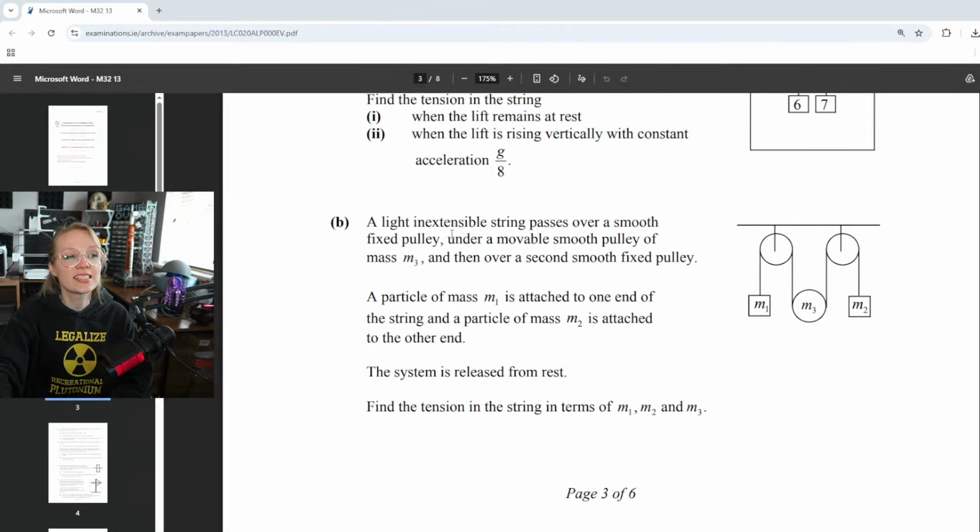A light inextensible string passes over a smooth fixed pulley, under a movable smooth pulley of mass 3, and over a second smooth fixed pulley. A particle of mass m1 is attached to one end of the string and a particle of mass m2 is attached to the other. The system is released from rest. Find the tension in the string in terms of m1, m2.